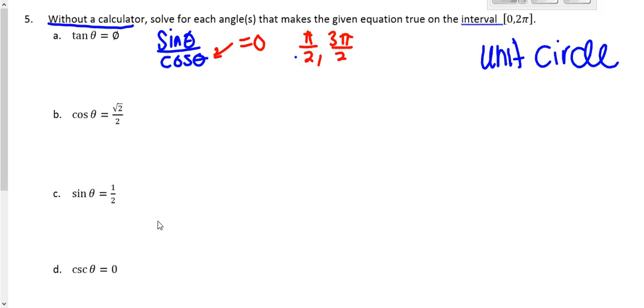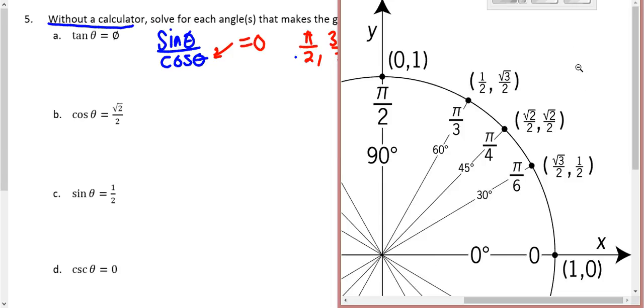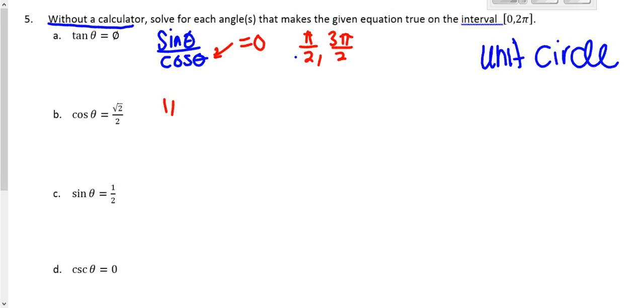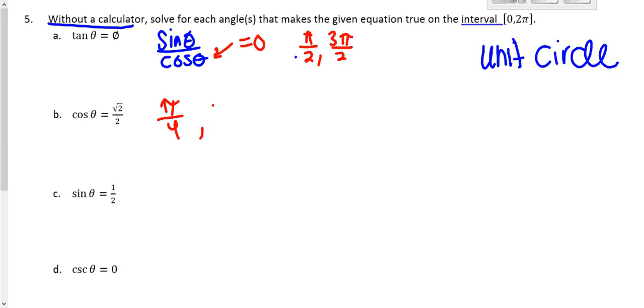Next one, cosine of square root of 2 over 2. So that one's straightforward. You're going to look around your unit circle. You're looking at the x values of the coordinates on the outside. And cosine is square root of 2 over 2 at pi over 4. And let's look where else. Negative square root of 2 over 2. No. Negative square root of 2 over 2. Nope. And here, 7 pi over 4. And that's it.